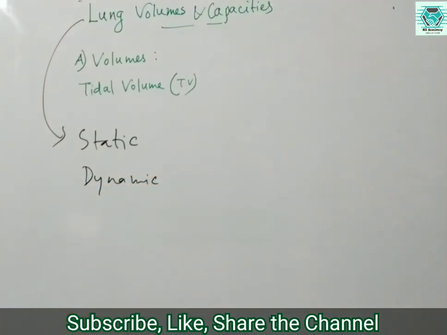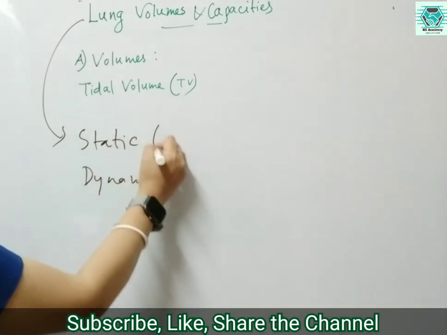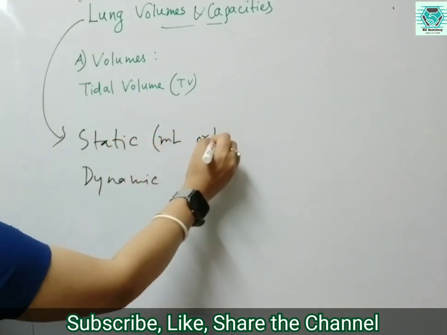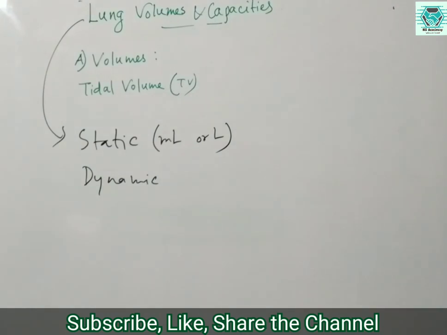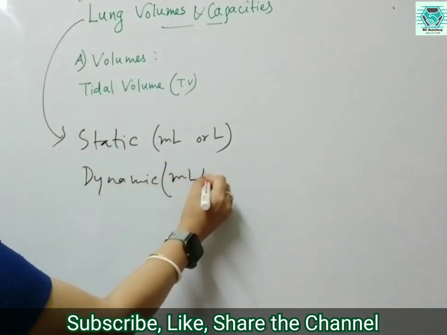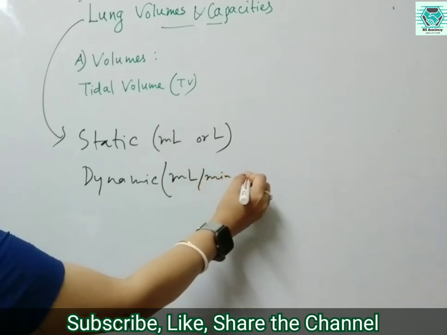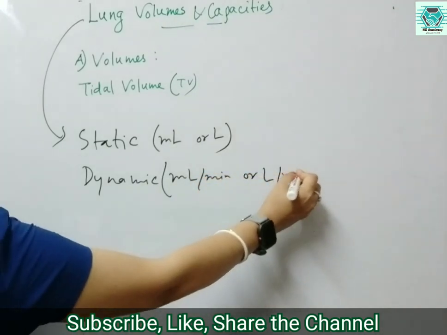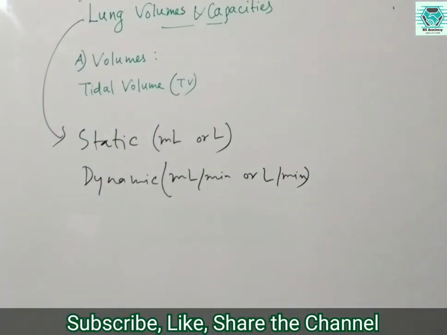Static means the time factor is not involved, so they are expressed in ml or L. And dynamic means time dependent, therefore they are expressed in ml per minute or L per minute. So keep this in mind. Two types of headings are possible, static and dynamic.